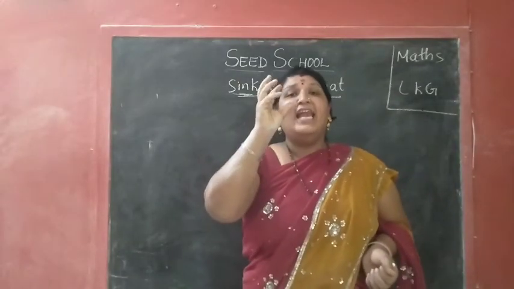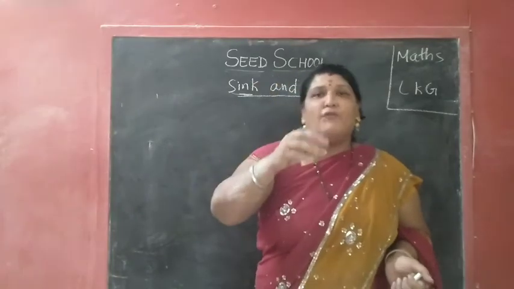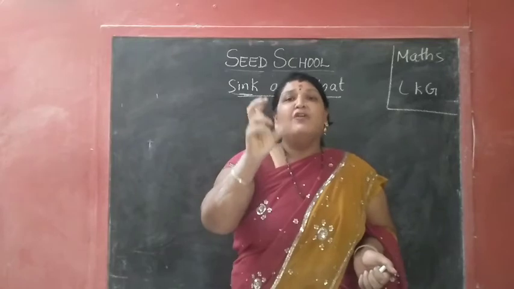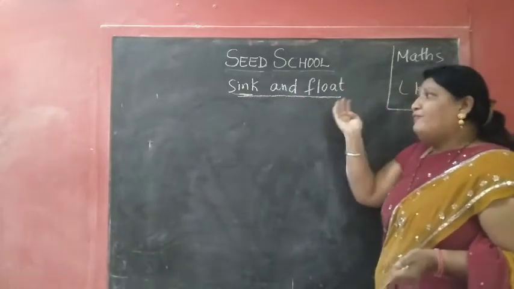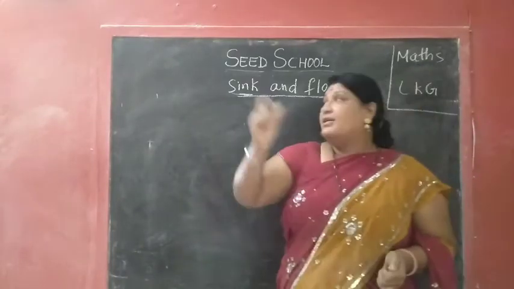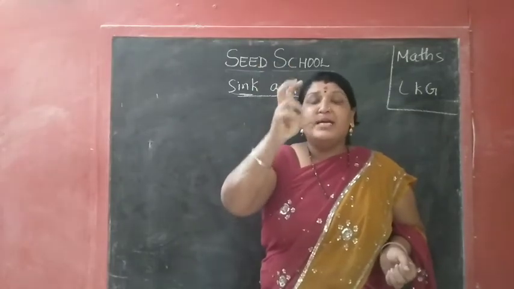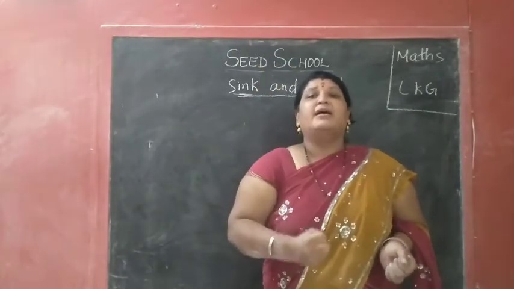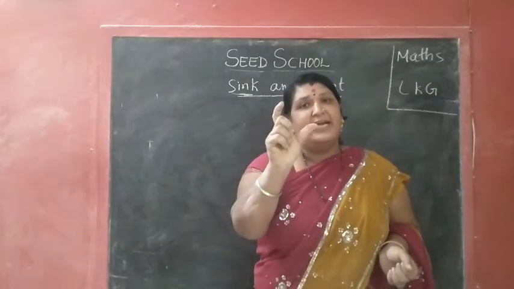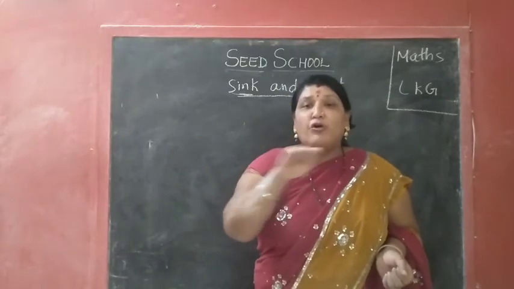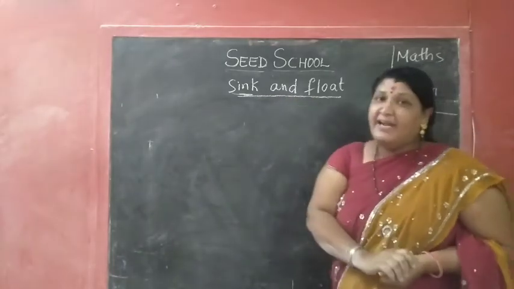When we take any light object and put it on the water, that object floats on the water. So that is sink and float, children. Understood? Sink: a heavy object put on the water sinks on the water. Float: when we take a light object, that object floats on the water. Yes children. So today's topic is sink and float.